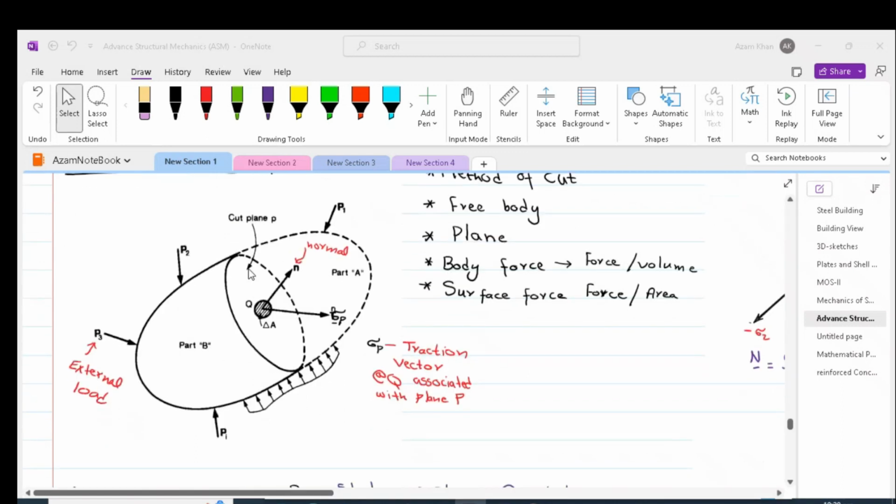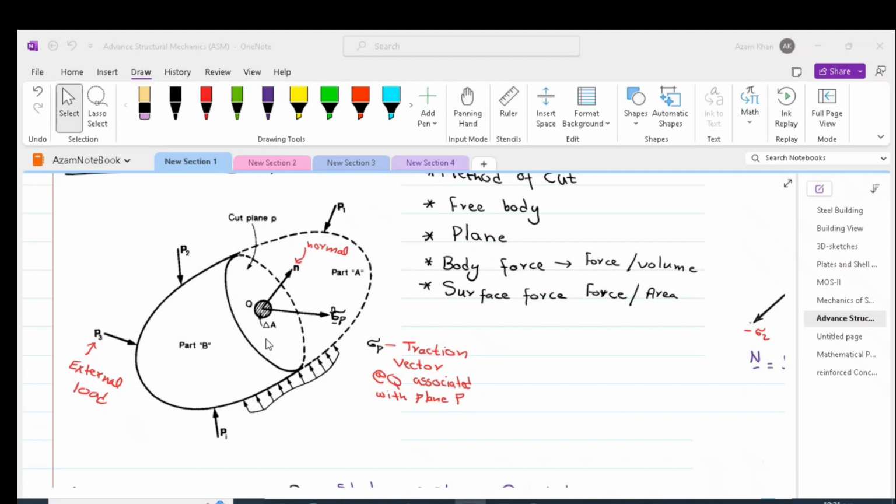So imagine we have got this continuum potato, and this body is subjected to different types of loading. We cut this body by a cut plane, which is called a cut plane P over here. This cut plane divides the body into part A and part B.